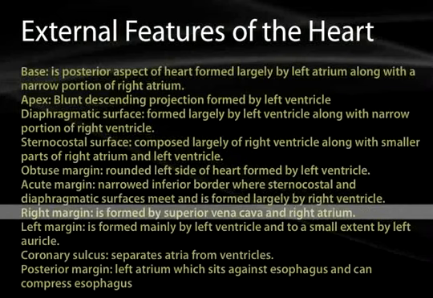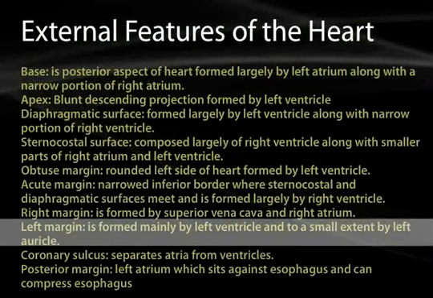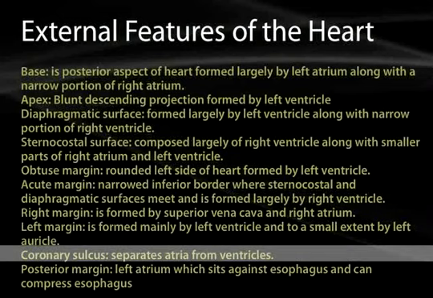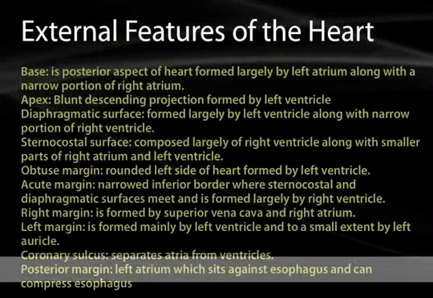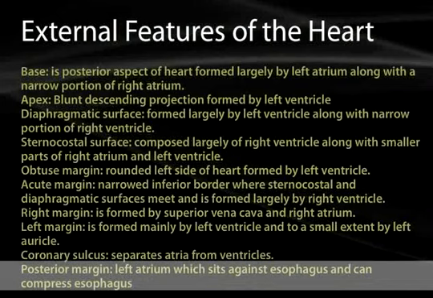The right margin is going to be formed by the superior vena cava and right atrium, and the left margin is largely formed by the left ventricle and a small portion of the left auricle. The coronary sulcus is the atrioventricular groove, and it will separate the atria from the ventricles. The posterior margin is going to be made up from the left atrium, and that's going to sit against the esophagus, which can actually be compressed by anything that causes left heart hypertrophy.